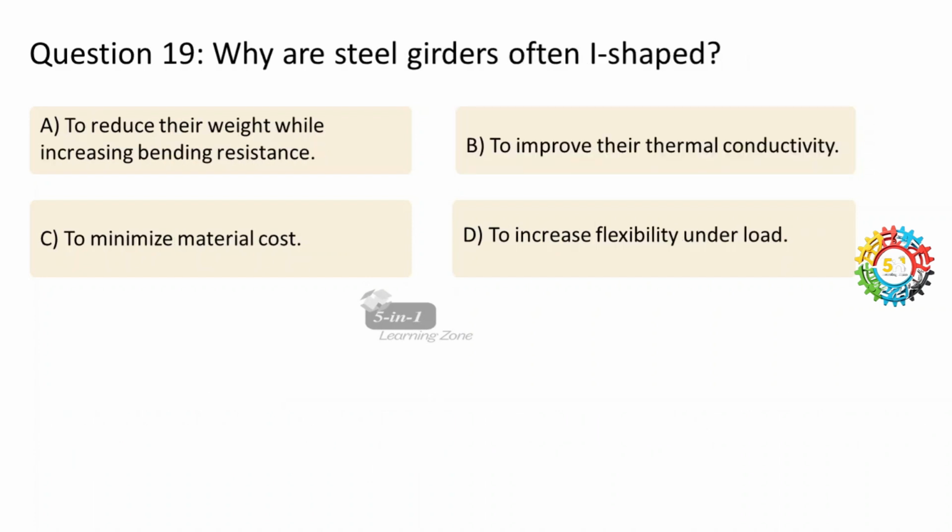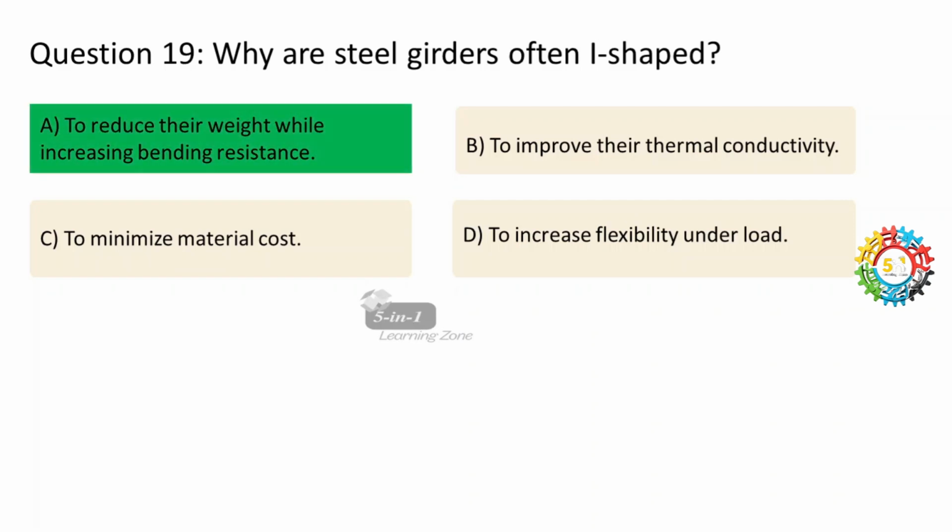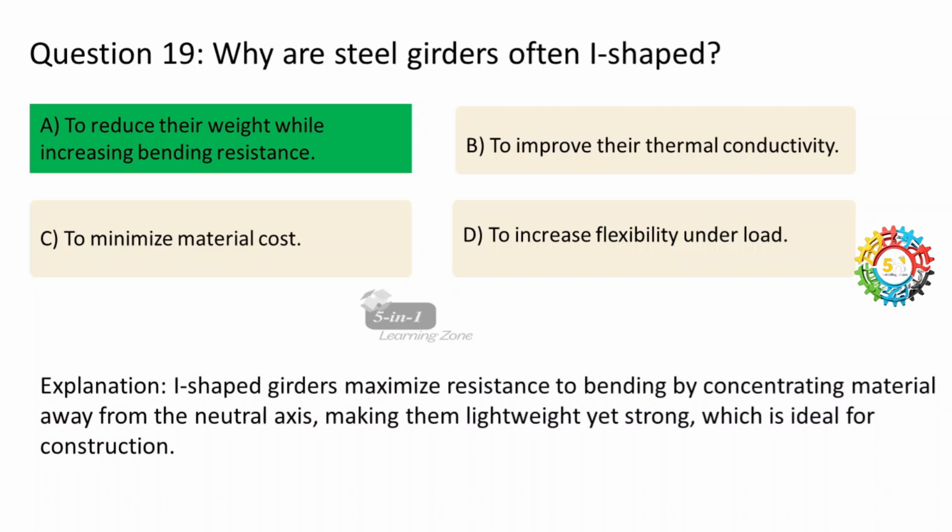19. Why are steel girders often eye-shaped? Answer: A. To reduce their weight while increasing bending resistance. Explanation: eye-shaped girders maximize resistance to bending by concentrating material away from the neutral axis, making them lightweight yet strong, which is ideal for construction.